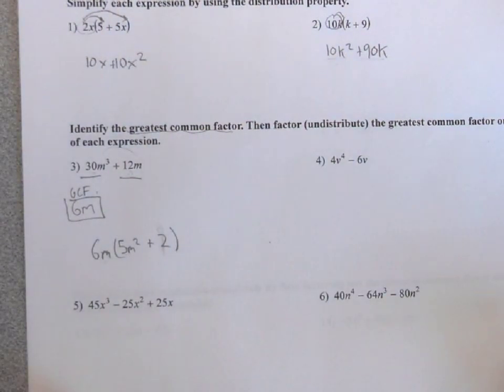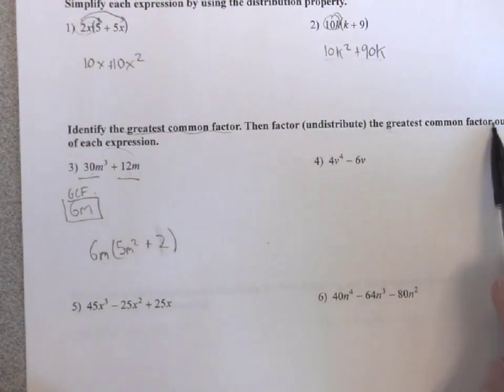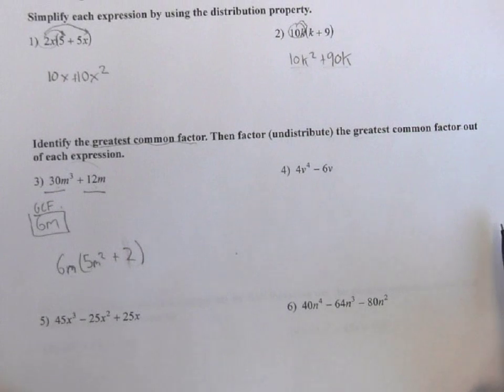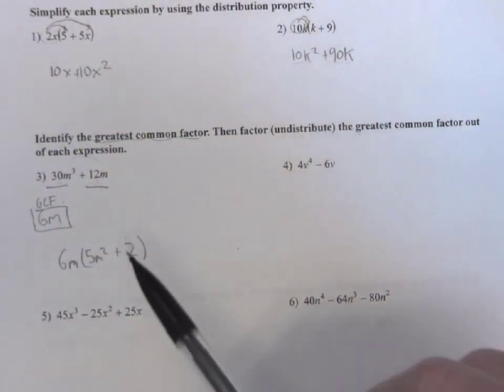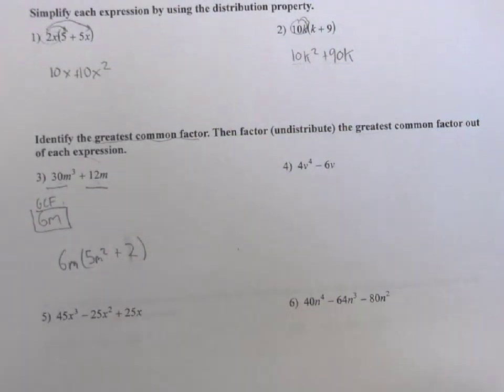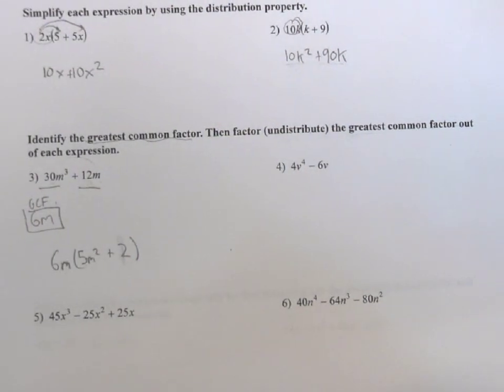Okay? So that is factoring. That's factoring when we have a greatest common factor. Okay? Do they have something in common? Do the terms have something in common? Great. So undistribute that thing that they have in common, right? So let's do a couple more here.